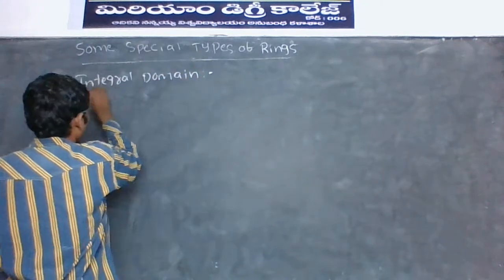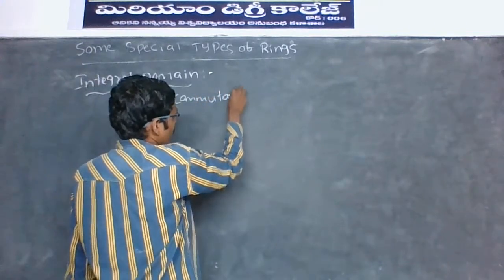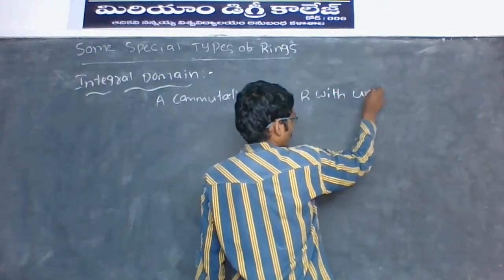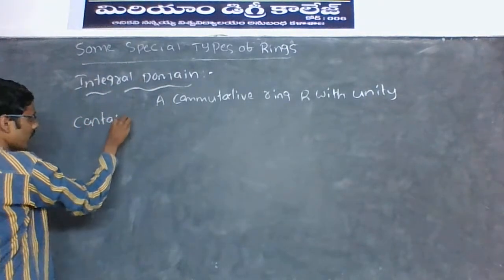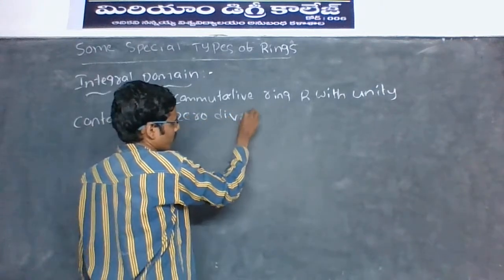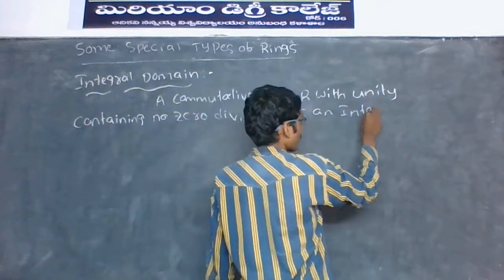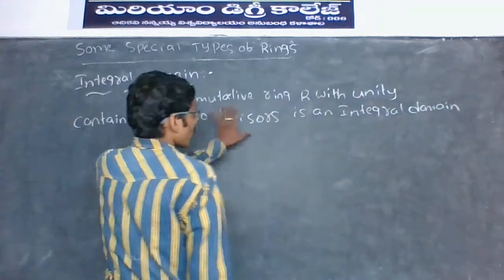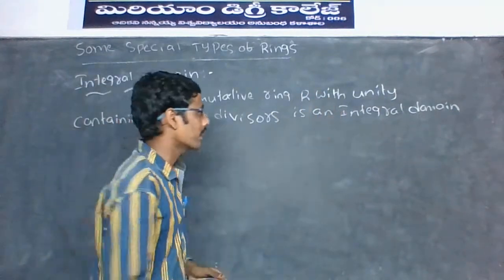A commutative ring with unity containing no zero divisors is an integral domain.